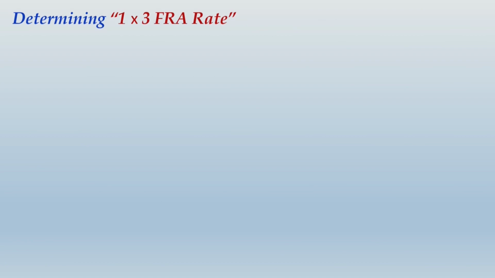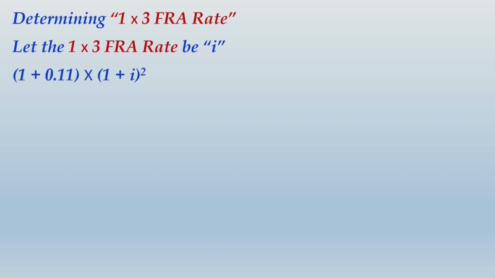Let us move ahead and now determine the third FRA rate that was applicable for 1 by 3 FRA contract. So 1 by 3 FRA rate, let that yield rate be I, or that interest rate be I. Now what we will do now is, you should first interpret 1 by 3 FRA rate. 1 by 3 FRA rate means you are going to borrow after 1 year and your borrowing will terminate at end of third year. So the duration of borrowing this time will be 2 years, and you would want to find that rate applicable for 2 years, and that rate for 2 years will be I.